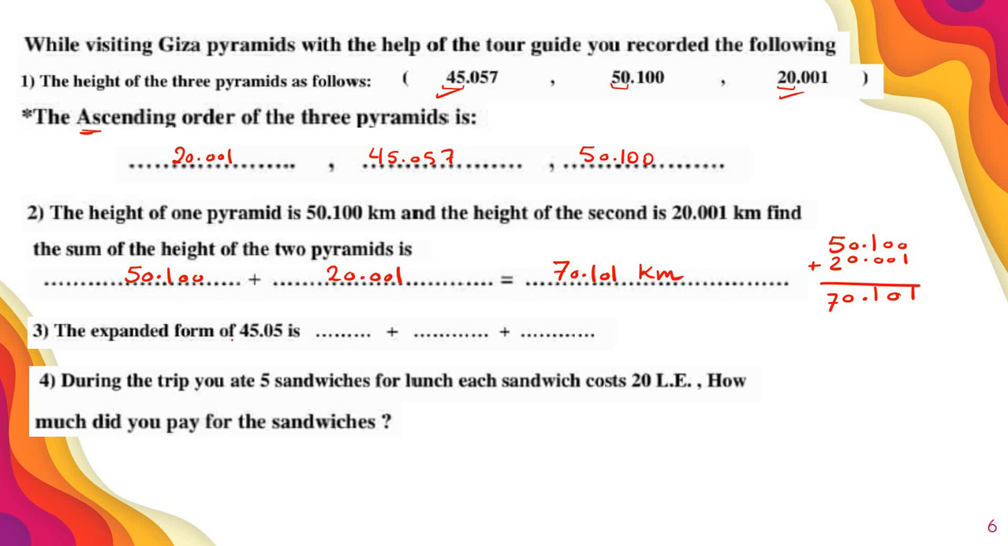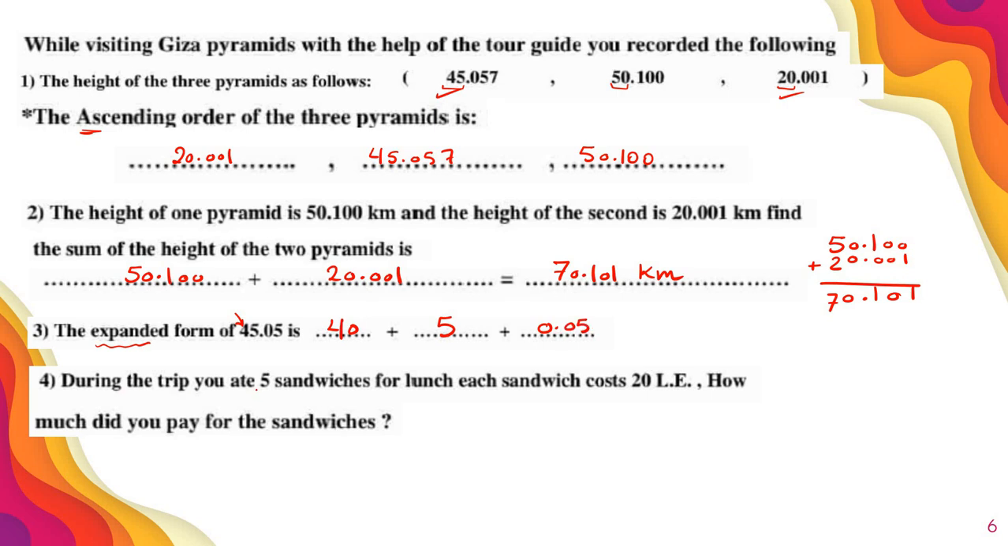The expanded form of 45.05. What is the meaning of expanded form? Yes, I have to put the value of each digit. I have here 45. As I read it, 40, so I will put here 40. 5 is just 5 because it's in the ones, so I will put 5. Then 0.05, so it's 0.05.